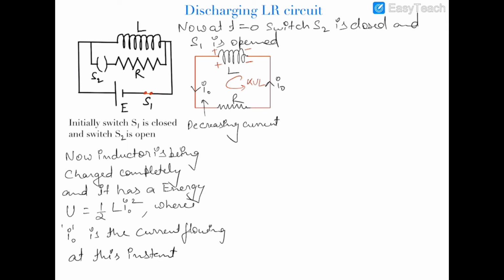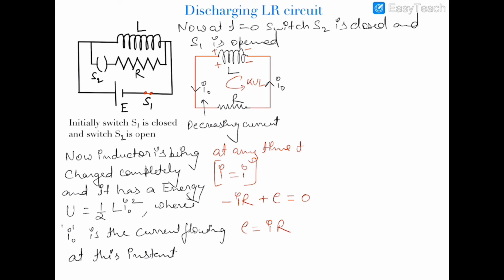Now therefore we can say that inductor and resistance are connected in a loop, and if we apply KVL in this loop, then at any time t the current in the circuit is I, and therefore applying KVL, it is minus IR, the voltage across the resistance, plus E, which is the magnitude of EMF induced across the inductor, equal to 0. So this E is equal to IR.